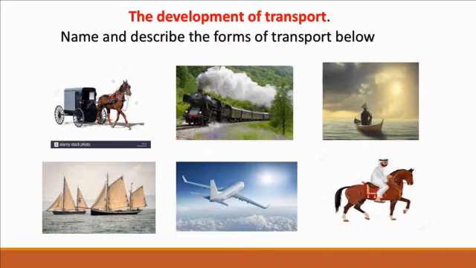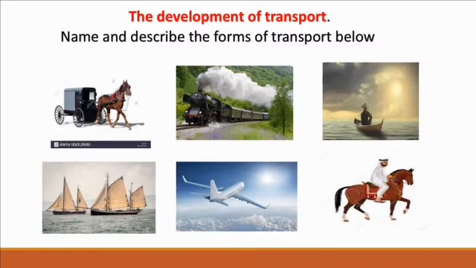Number 2 is a steam powered train. So you can see the smoke as the train was moving. The smoke also was getting out. This is the old type of trains that I don't think now we are using. Things are developing. That's why we are saying the development of transport.